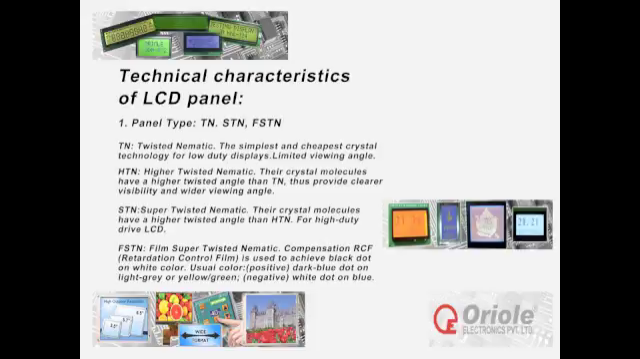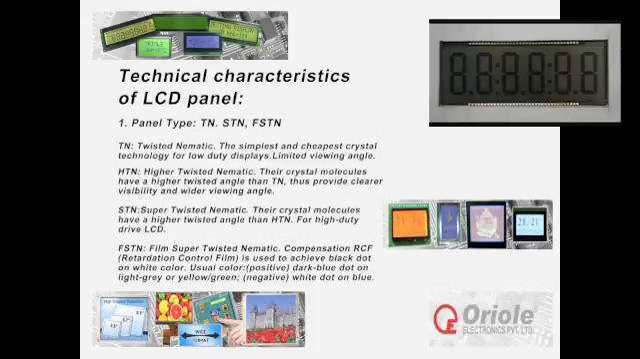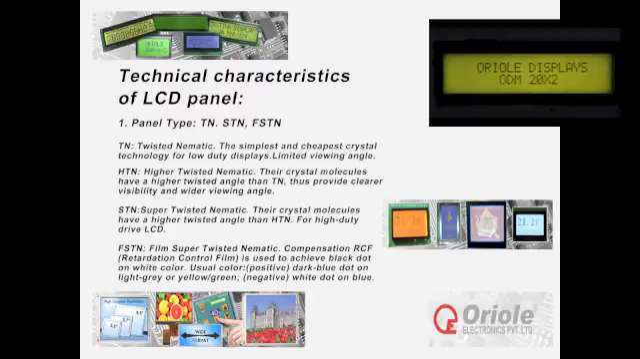TN, STN, and FSTN. So TN is typically used in the numeric displays where the segments are not that many and the segments are not very close to each other. So ghosting effect does not take place. The standard type of display which is used these days is STN, which is super twisted nematic. This is the standard used in most alphanumeric as well as graphical displays.